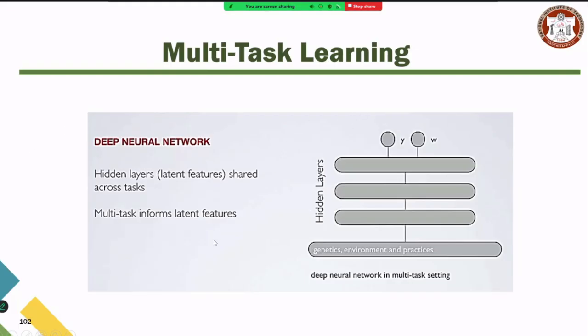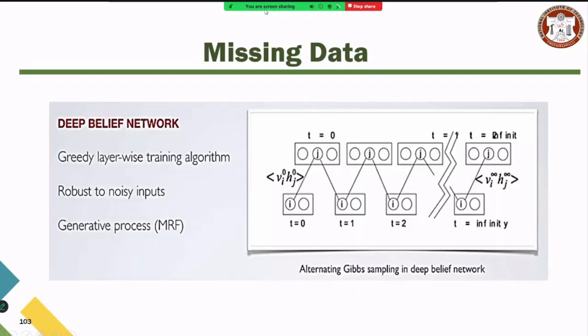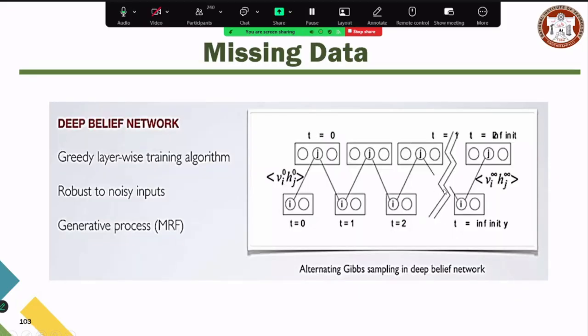Then multitask learning, see deep neural networks, which is dealing with multitasking, informs latent features and everything. I see here how the missing data is going to be filled. Even we'll go for GAN models, that is generative AI, for example generative adversarial network based, a generative process to fill those missing values and everything.